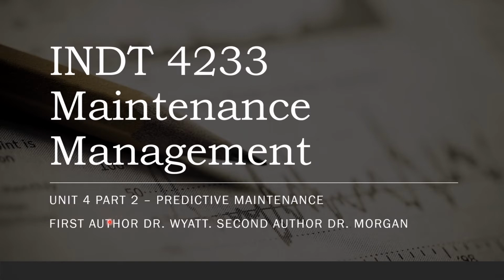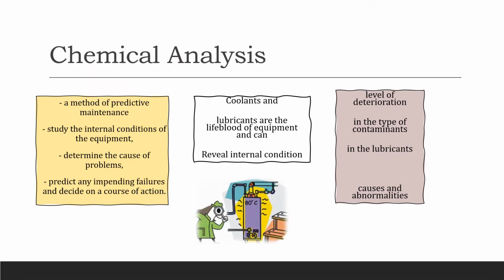Okay, so we're going to continue part 2 for Unit 4. Chemical analysis is another method that we use in predictive maintenance. What we do here is we study the internal conditions of the equipment you are maintaining. Again, when we say equipment, that's your system and components.